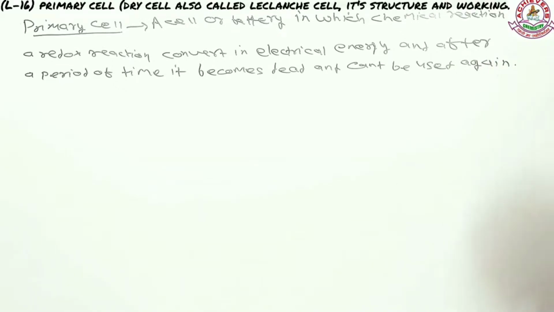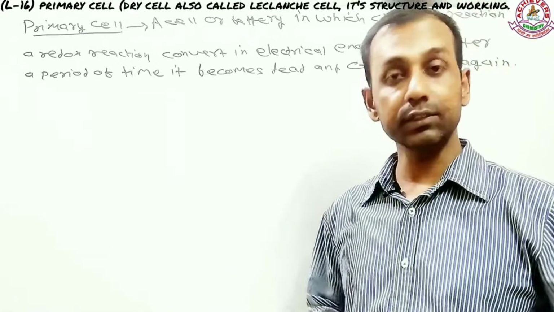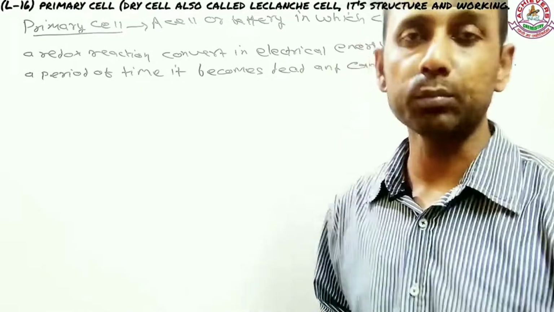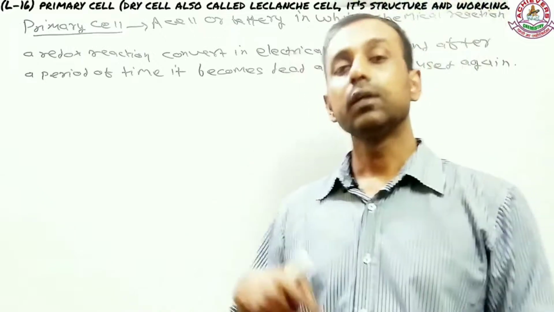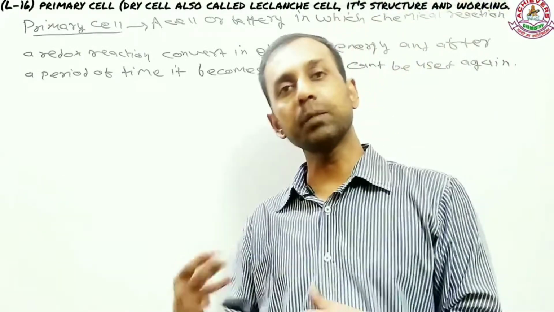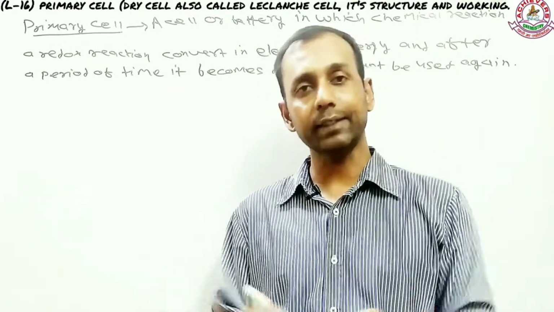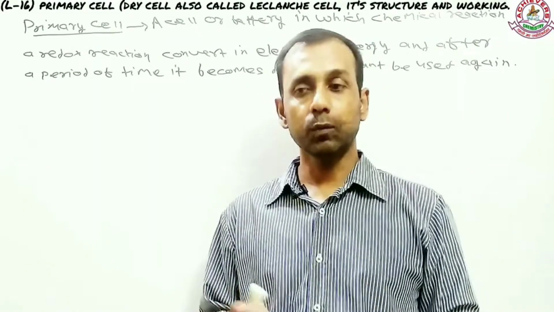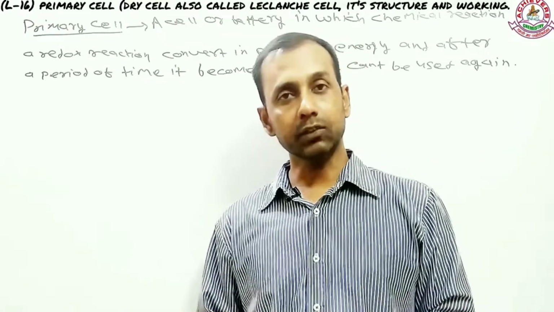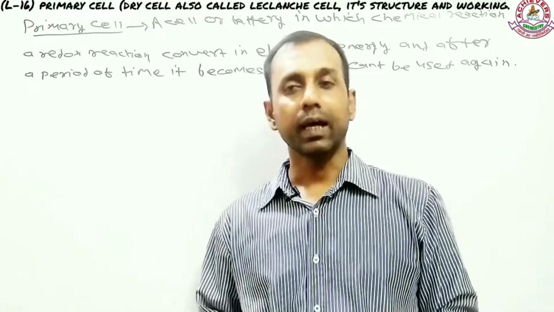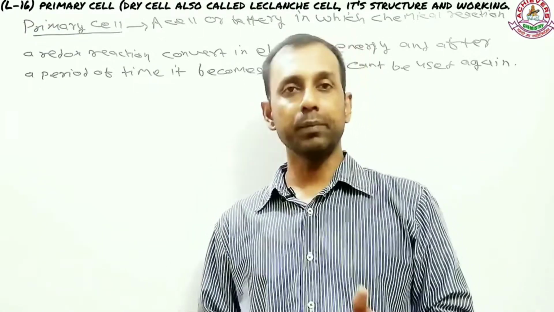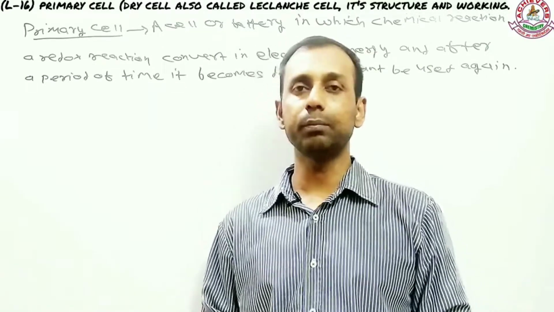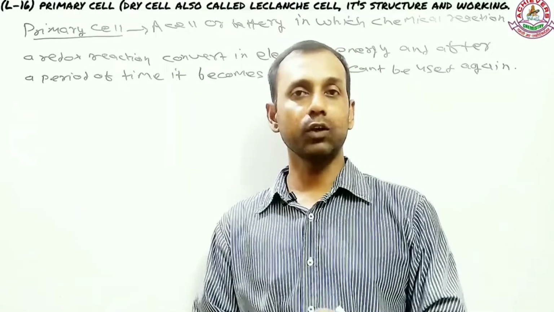Let me define it again for you. A primary cell is a cell where a chemical reaction takes place and the energy from the chemical reaction gets converted into electrical energy. But after a certain period of time, what happens? The reactants are consumed completely, and once the reactants are consumed, the reaction stops. Once the reaction stops, no voltage is produced, and that kind of cell is called a primary cell, because after you see that nothing is happening, the only option you have left is to throw it away. That's it, because it cannot be reused again.